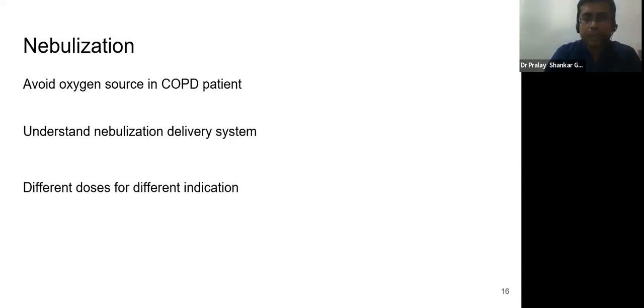And some special tips: for COPD patients, we usually avoid using oxygen as a driving force, because if the patient has high oxygen, the patient can develop carbon dioxide accumulation or carbon dioxide narcosis. And we should understand the nebulization delivery system, because presently there are different systems which are used in ICU, and there are different doses for different indications. Like for bronchodilation, we use 0.63 microgram of salbutamol, but for hyperkalemia, we use 1.25 to 2.5 microgram of salbutamol.